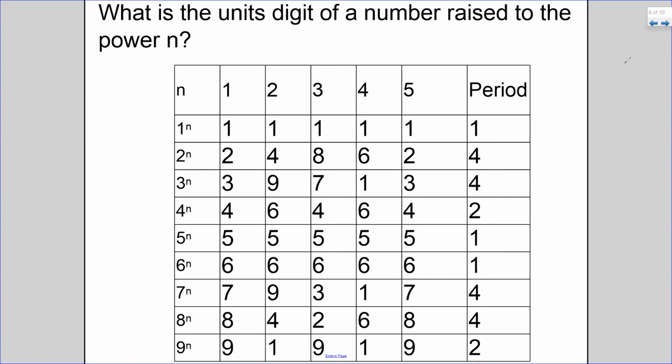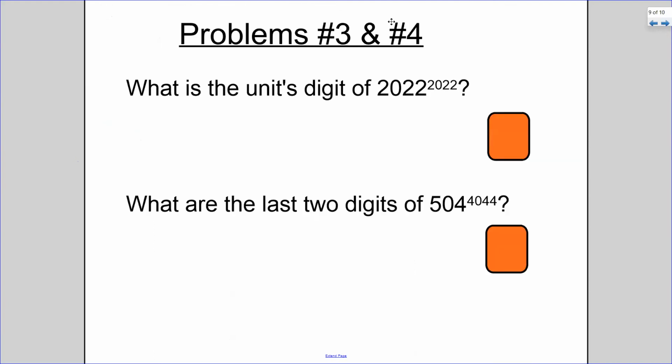So let's look at 2-digit problems and see how those are a little bit different from what we've dealt with so far. So here's problems 3 and 4. We only care about the units digit of 2022 raised to the 2022. I hope you've seen the theme. The theme of this entire lesson is 2022. So because we only care about the units digit, we can get rid of all of this.